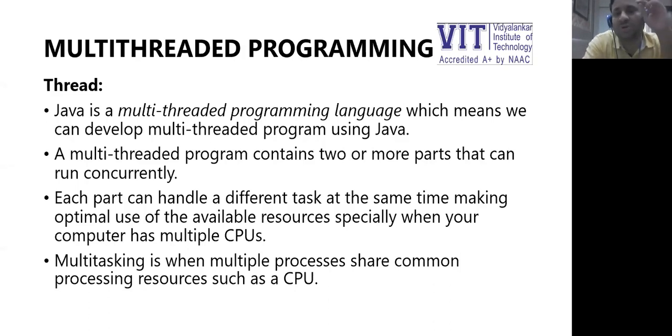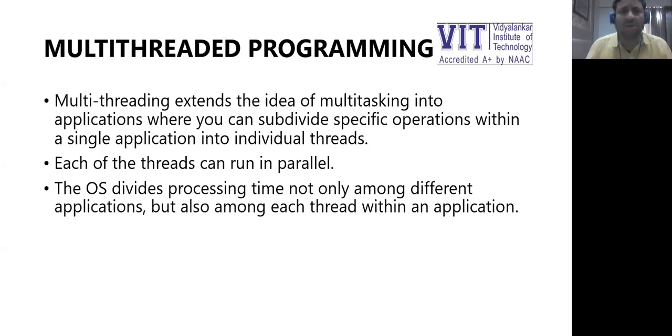A multi-threaded program contains two or more parts that can run concurrently. Each part can handle a different task at the same time, making optimal use of available resources, specifically the CPU. The processor is the most prized resource, so we have to ensure that it is utilized to the fullest. Multitasking is when multiple processes share a common CPU. Now, multi-threading extends the idea of multitasking into the application.